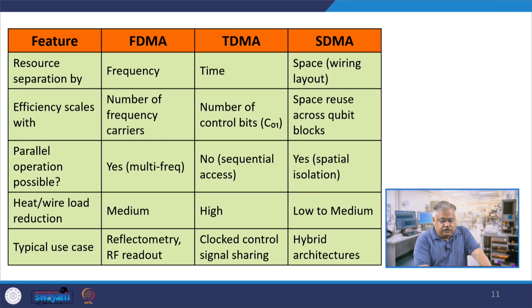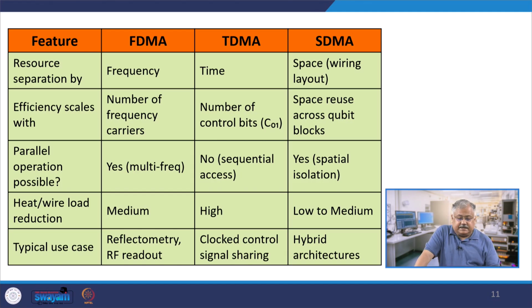Just to recapitulate the three techniques which we have just learned, we will go by the feature in the first column, and we have the three types of access in the second, third and fourth columns. The feature is resource separation. Resource separation in FDMA is by frequency, in TDMA by time, and in SDMA by space. Space basically means a wiring layout, where individual qubits have individual wires associated with them to carry signals.